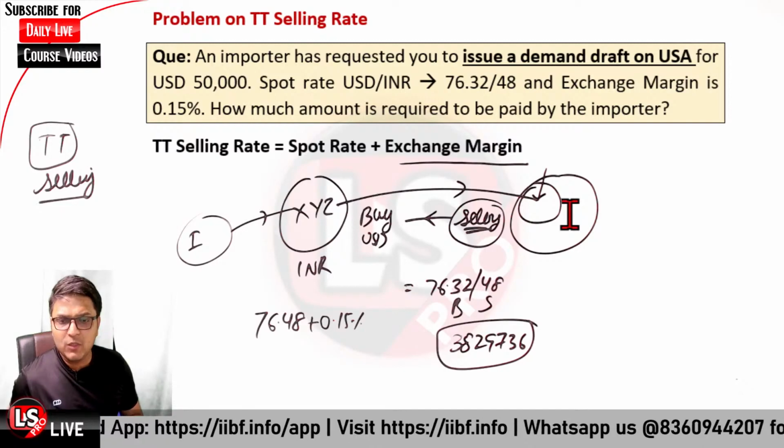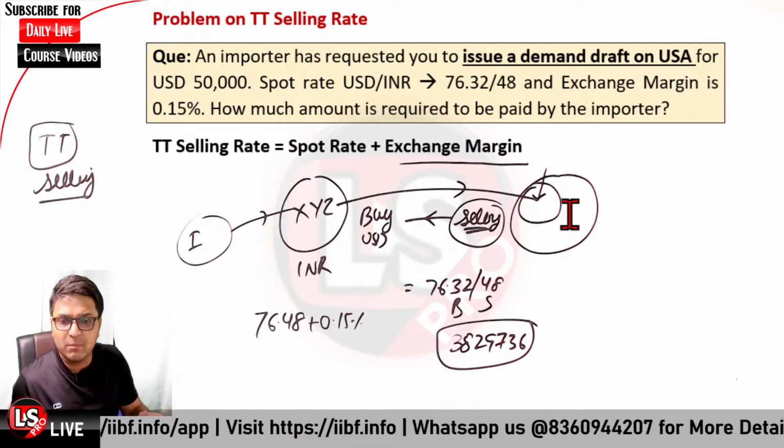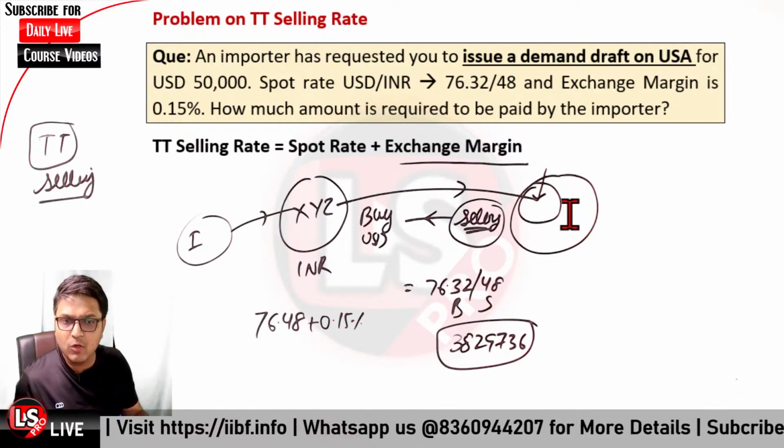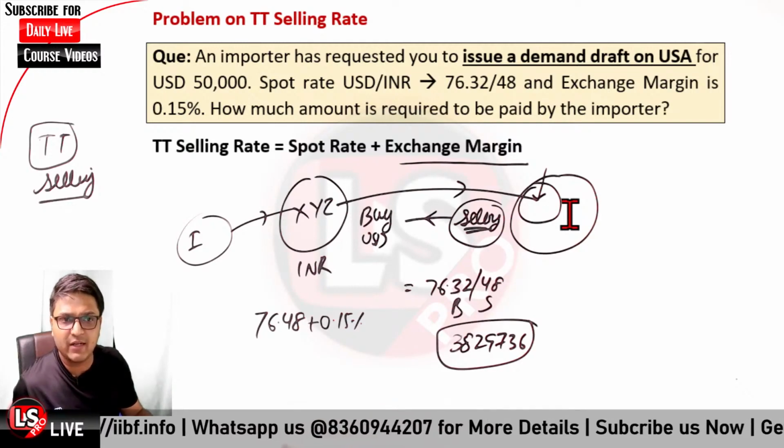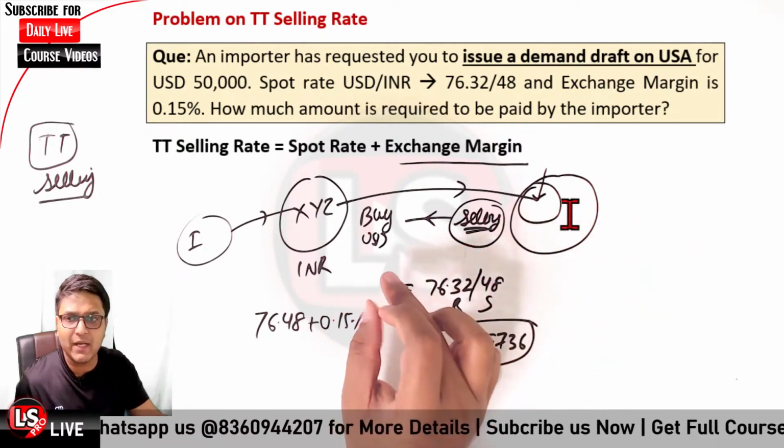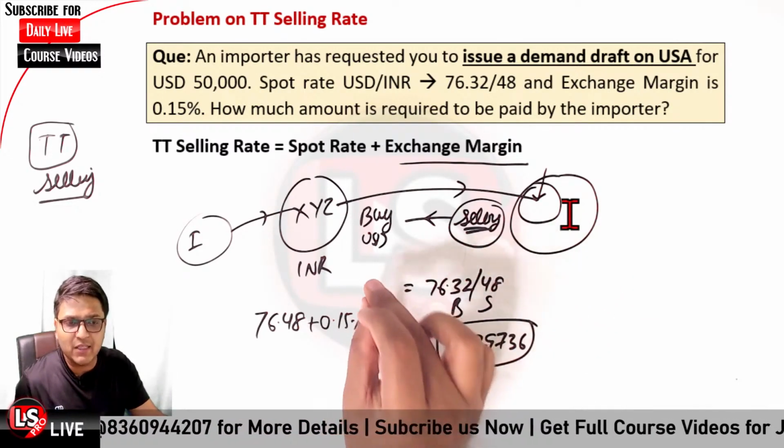Buying rate we will be using when we are being quoted the buying rate, and selling rate we will be using when we are quoted with the selling rate. Likewise, in this case, we want to buy the USD. So at what rate can we buy the USD?